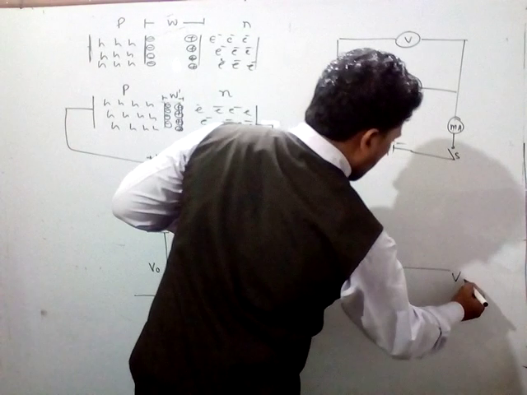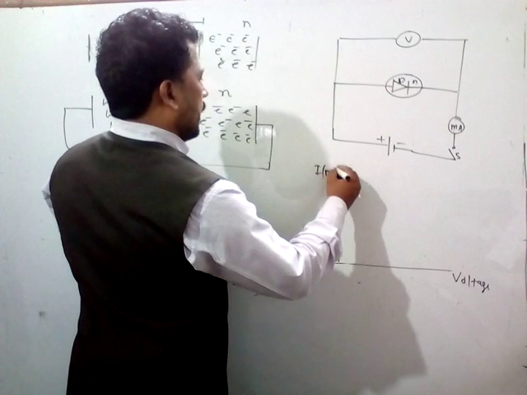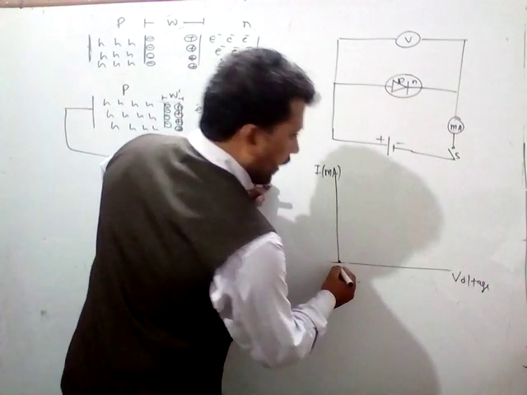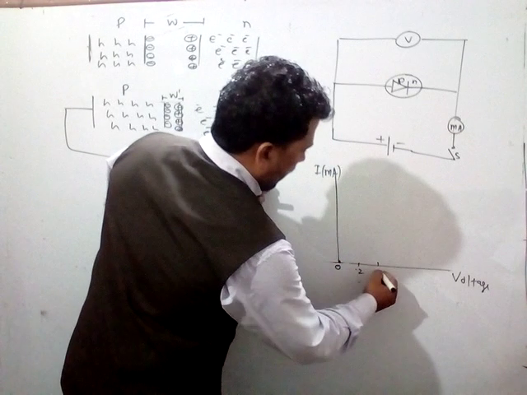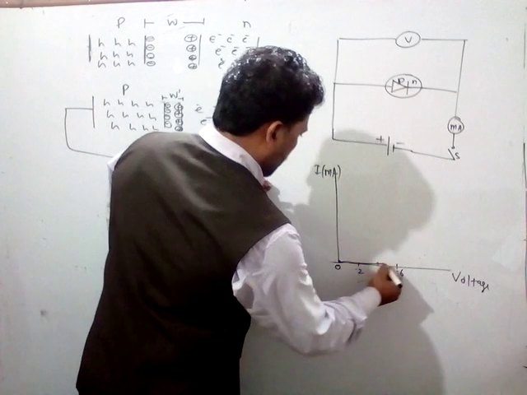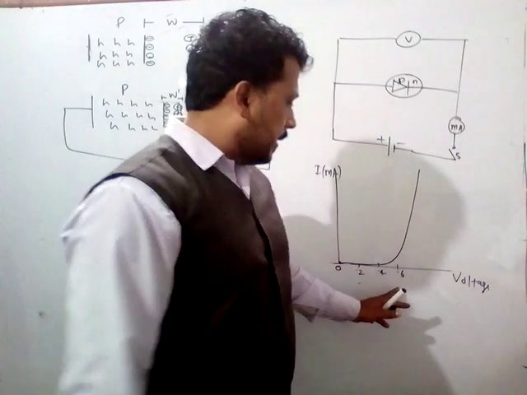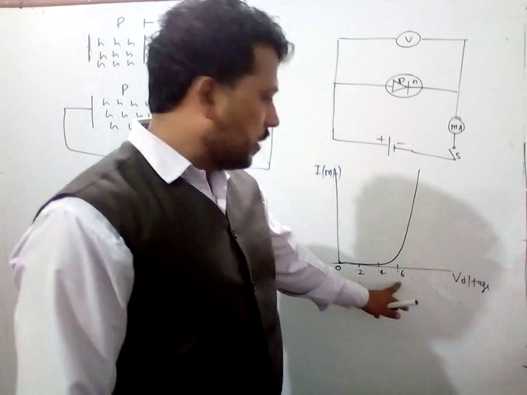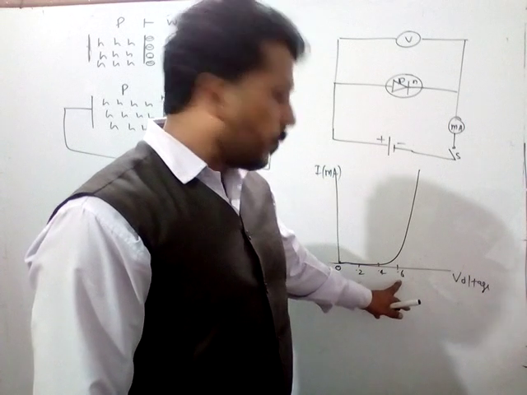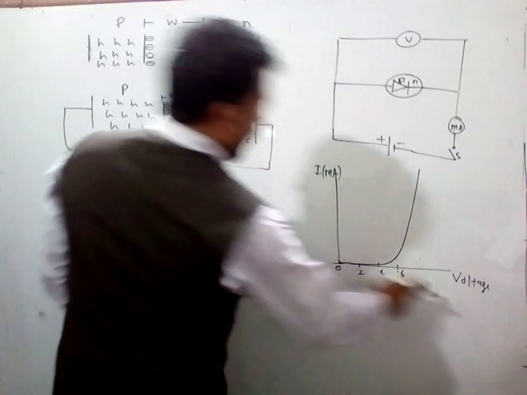So this is voltage and this is current, in mA order, milliampere order, and it will flow just like 0.0, 0.2, 0.4, 0.6. So it will flow like this. And you know that for silicon semiconductors, the voltage where it starts operation is like 0.6 volt. Okay, so this is the graph between I and V.